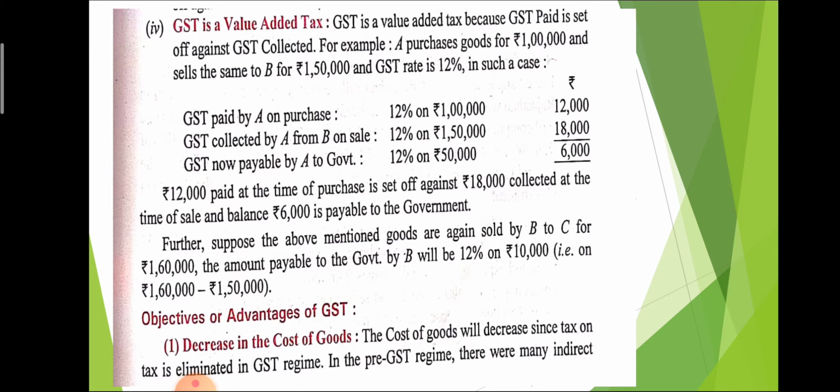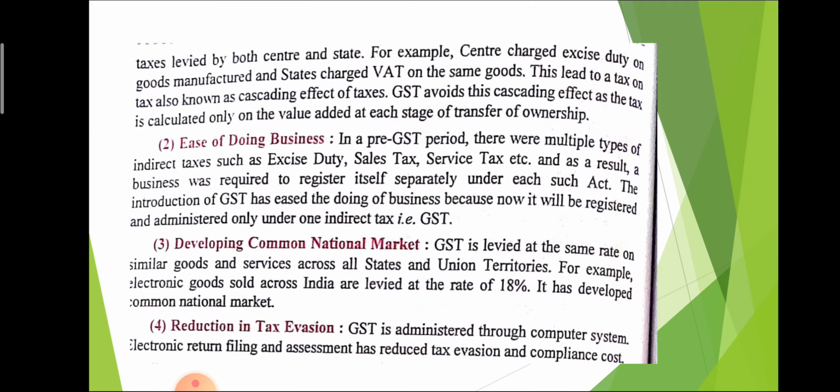Objectives or advantages of GST. GST decreases the cost of goods. The cost of goods will decrease since tax is eliminated in the GST regime. It means that if tax is decreased, the cost of the product also decreases. Before this, there were high tax rates, so the product rate was also high. So it is also one type of advantage. The GST decreases the cost.